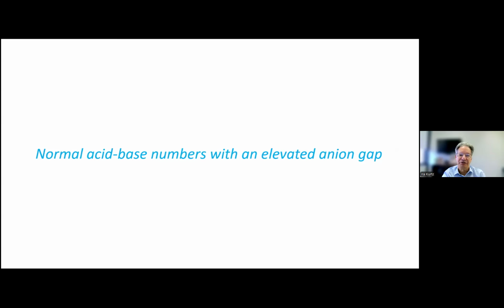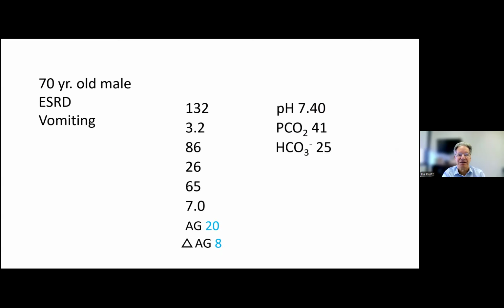Now, what if you have normal acid base? This will be a typical exam question. They like to give this, where you have a board question where you have normal acid base numbers with an elevated anion gap. So here you have a patient with ESRD who's vomiting. You look at the acid base numbers, everything looks normal, but the anion gap's elevated. So how can you have an elevated anion gap that was associated with anions coming in with a proton load, but you end up with a normal bicarbonate?